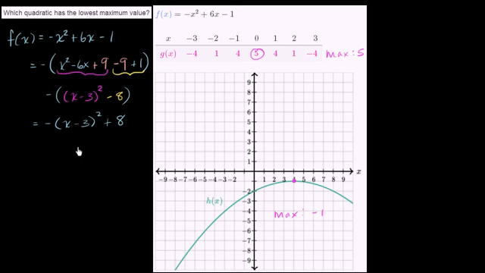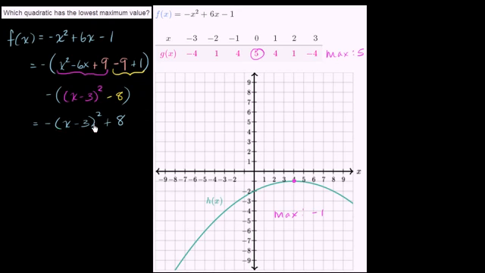Now let's think about what the maximum value is. To understand the maximum value, we have to interpret this negative x minus 3 squared. Well, x minus 3 squared, before we think about the negative, is always going to be non-negative. But then when we make it negative, it's always going to be non-positive. Think about it. If x is equal to 3, this thing is going to be 0, and you take the negative of that, it's going to be 0. If x is anything other than 3, this part of the expression is going to be positive, but then you have a minus sign. So you're going to subtract that positive value from 8.